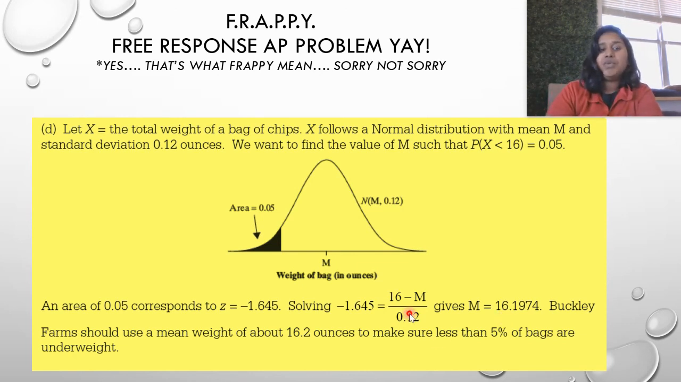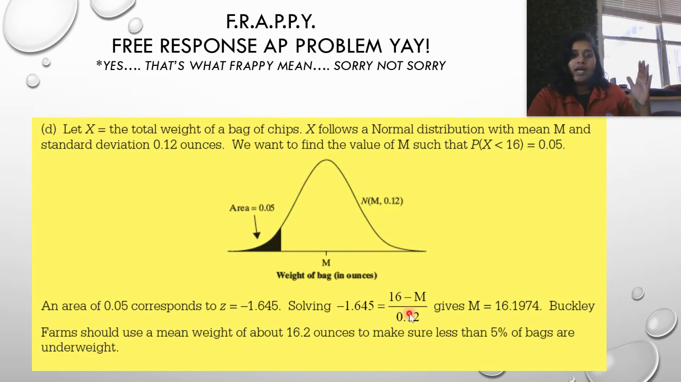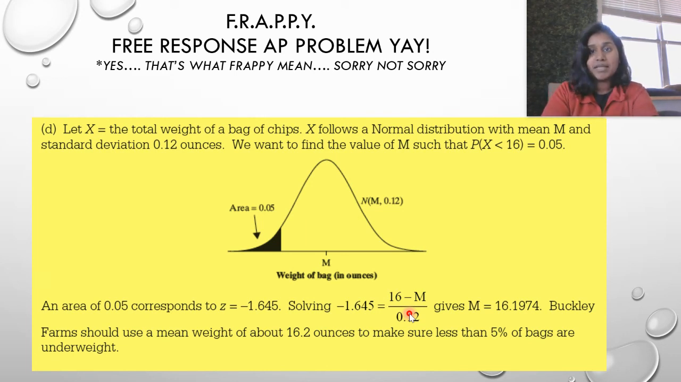So if Buckley wants to make sure that we have less than 5% below 16 ounces, then we have to use a mean weight of about 16.2 ounces to make sure that only 5% of our bags are underweight.